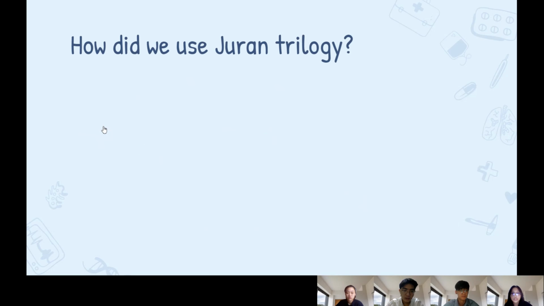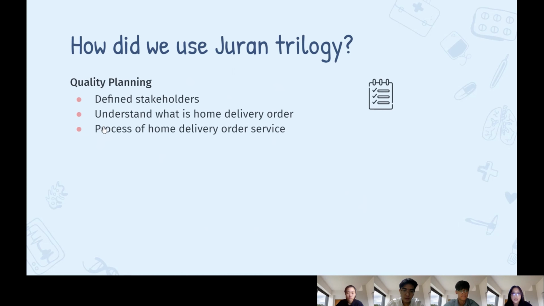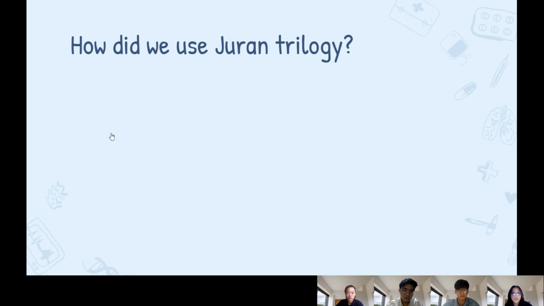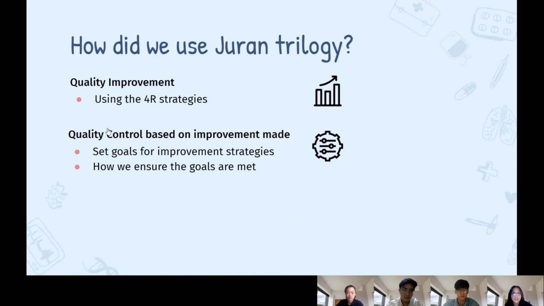So how do we use Juran trilogy? Through quality planning, we're able to define our stakeholders and get an understanding of what is home delivery order and its process. Quality control helps us to identify problems with home delivery order and set our goals of reducing medication error, ensuring patients reorder medication on time, and reducing delivery time. And for quality improvement, we use the 4R strategy and carry out quality control based on the improvements made. And lastly, we concluded the improvements that were made.